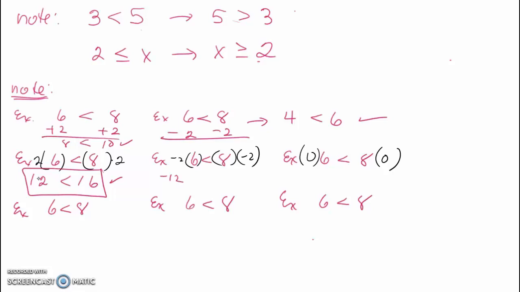Negative 12 is less than negative 16. That is false. Now, I'm going to put a line through this to tell you that it is not true. So this is the case we have to worry about right here. When you are multiplying by a negative, it makes the original false. Let's see what happens when you're multiplying by 0. Multiplying by 0, you get 0 is less than 0, but that's not true either. So this was false, but I put a line through it, and now it is a true statement.